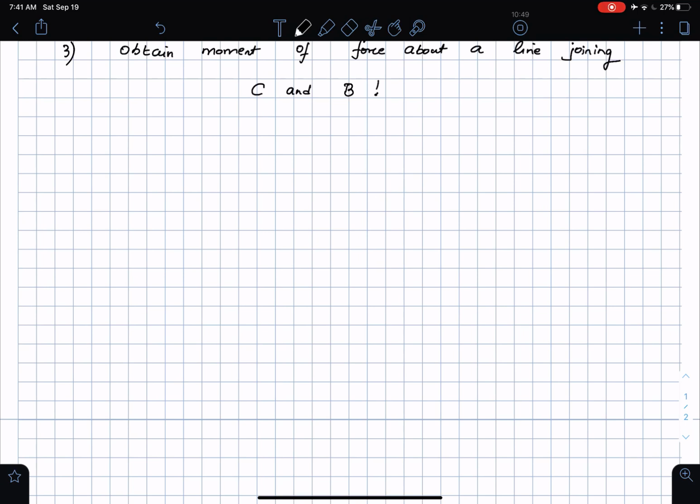First one, moment about the hinge axis using the vector approach.